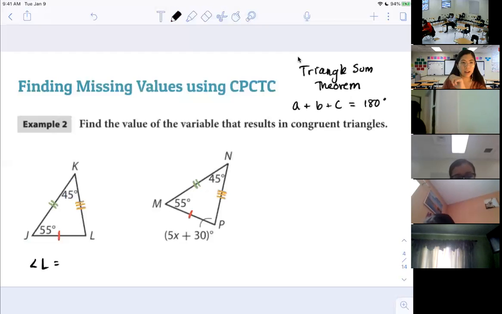We know that angle L is going to be 180 minus 45 plus 55. So what's the measure of angle L? Good, 100. Okay, because 45 plus 55, what does that give me?